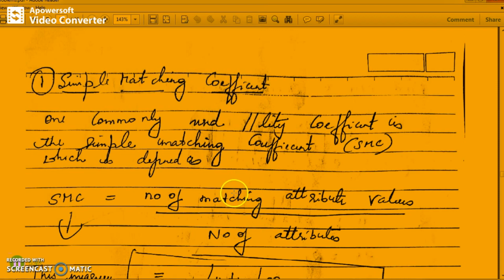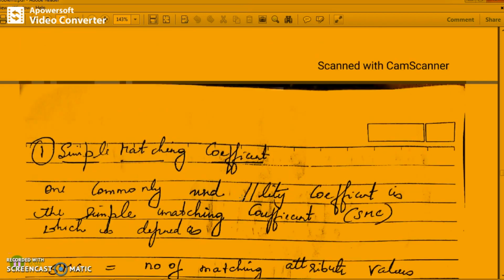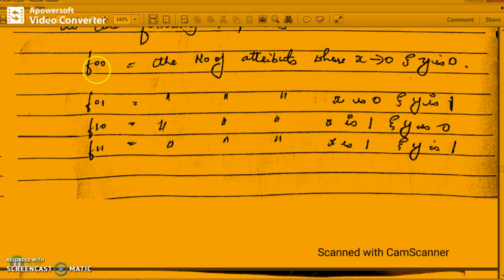So here number of matching attributes means what? See here, we have 4 coefficients, 4 quantities, f00, f11, f01 and f10. In that, matching attribute values means what? You could see here matching attribute: when x is equal to 0, y also is equal to 0. And here when x is equal to 1, y also is equal to 1. But what about these two? When x is equal to 0, y has the other value 1. Here when x is equal to 1, y has the other value 0. So these two I cannot call matching, whereas the first one and the fourth one I would call matching.